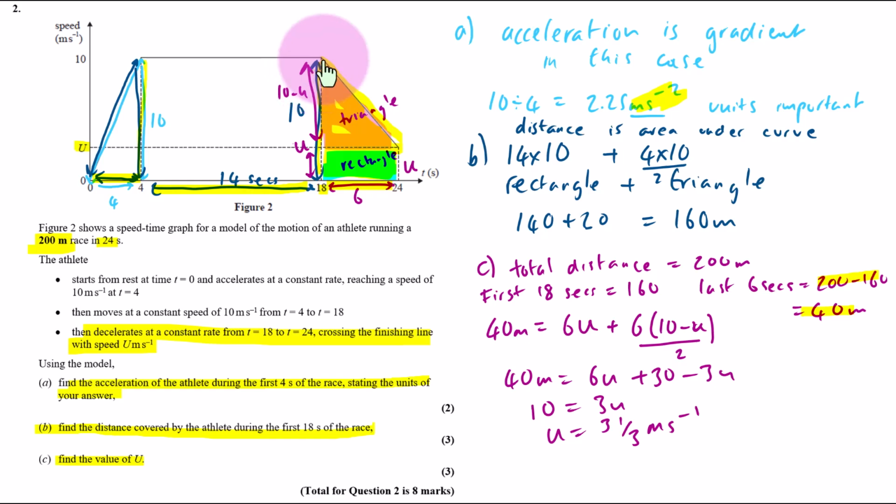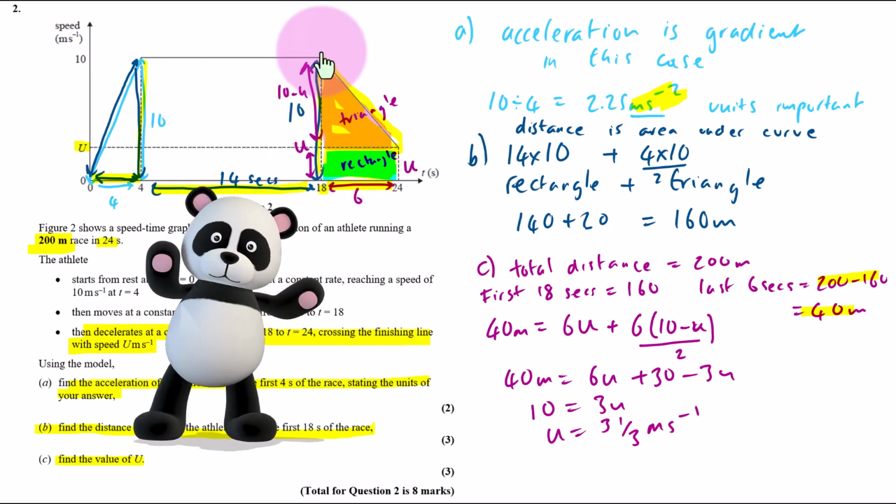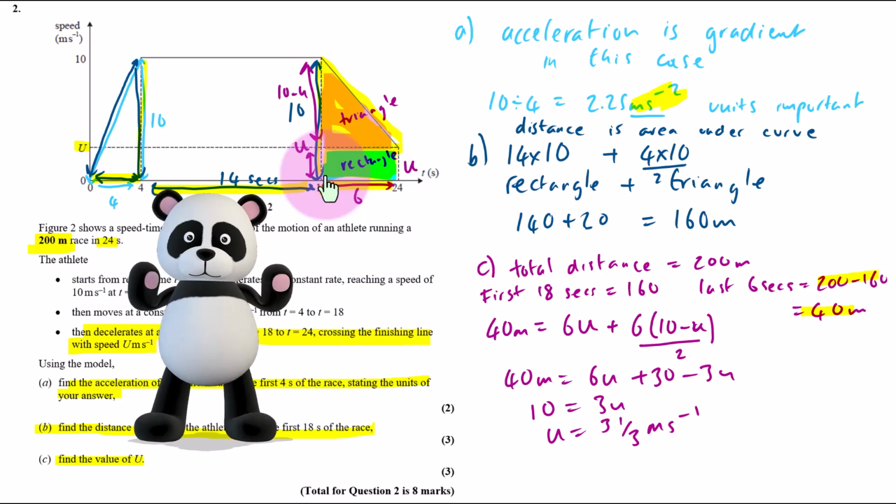And hopefully this explains why the triangle is 10 minus u, because this is u, the whole distance is 10. That's the whole question, 8 out of 8.